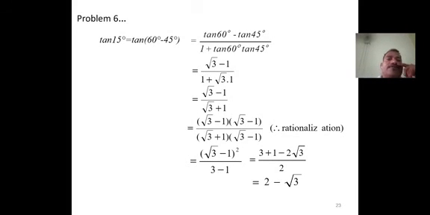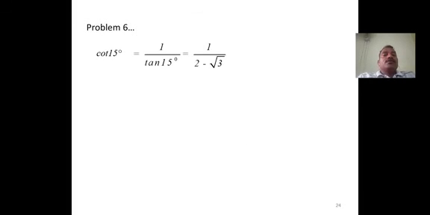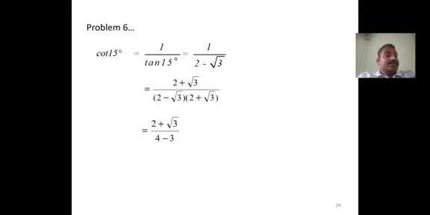Similarly, we can find the value of cot 15. Cot 15 is 1 by tan 15, 1 by (2 minus root 3). So just take the rationalization. What is the rationalizing factor here? 2 plus root 3. Multiply and divide with 2 plus root 3. Then (2 plus root 3) by (2 square minus root 3 whole square). That is 4 minus 3, 1. So the value of cot 15 is 2 plus root 3. And the last, tan 15 plus cot 15 is 2 plus 2, it is 4.